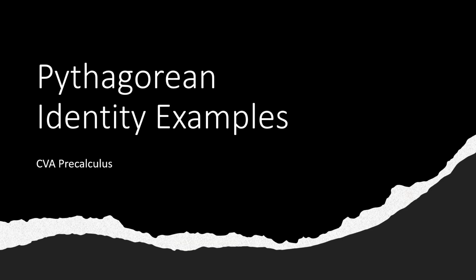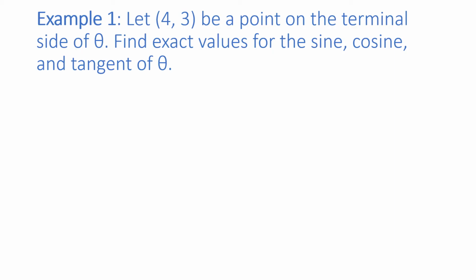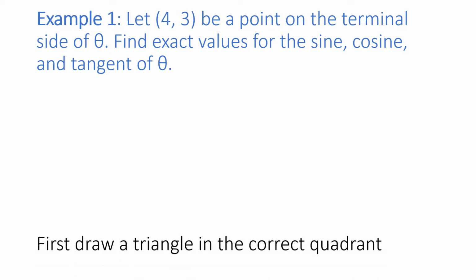All right, so here's some examples of how we use the Pythagorean identity. Our first example, we have the point (4, 3). It says let (4, 3) be the point on the terminal side of theta, and they want us to find the exact values of sine, cosine, and tangent of theta.